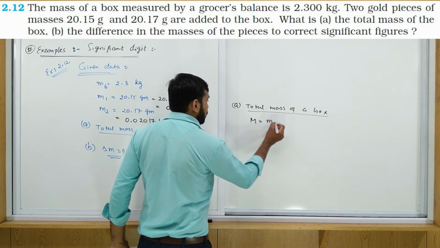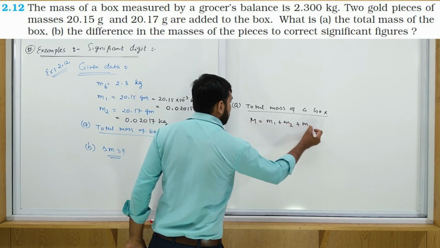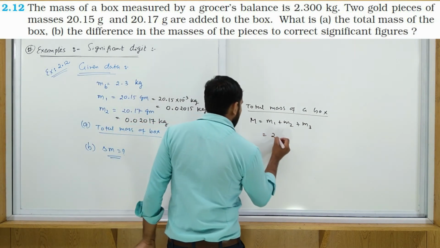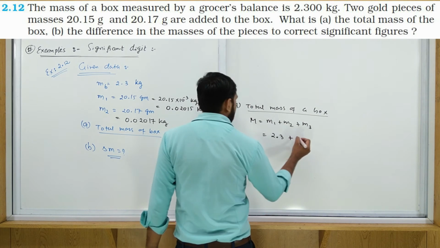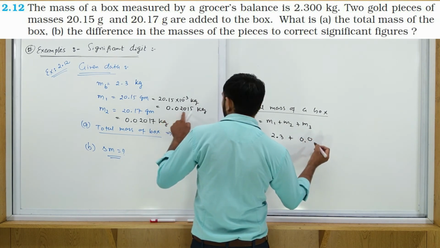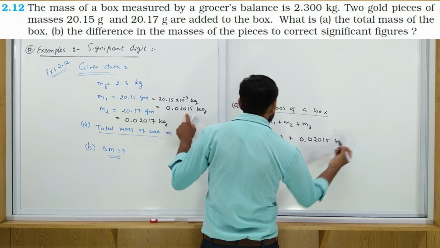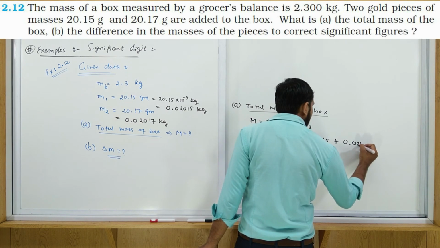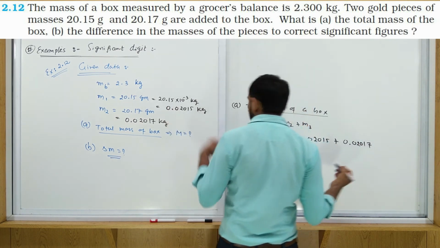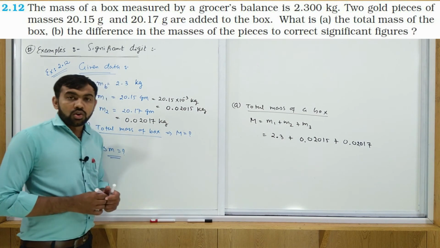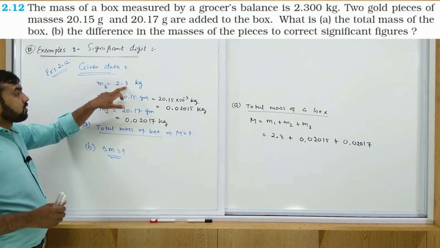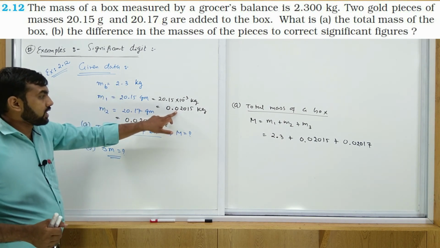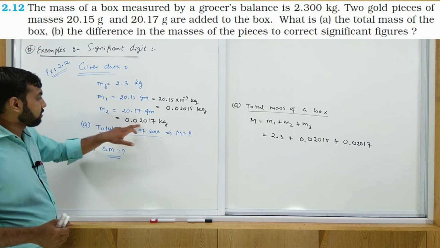Total mass M is equal to M1 plus M2 plus M3, which means the sum of the whole. So sum it: 2.3 plus 0.02015 plus 0.02017. You just sum it. Here there is 1 digit after the decimal, here 5 digits after the decimal, and here again 5 digits after the decimal.